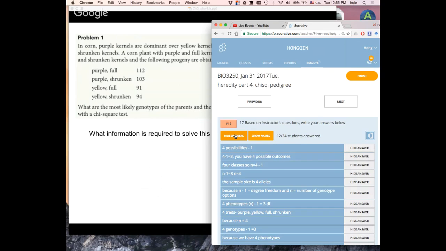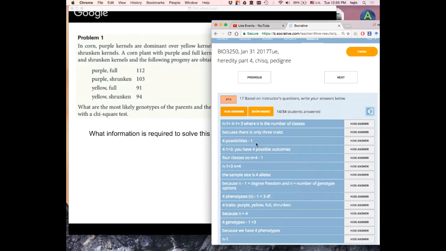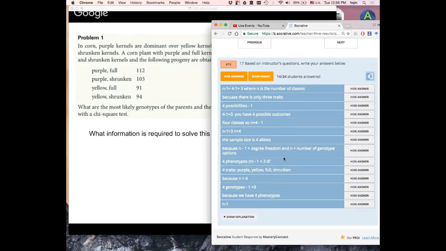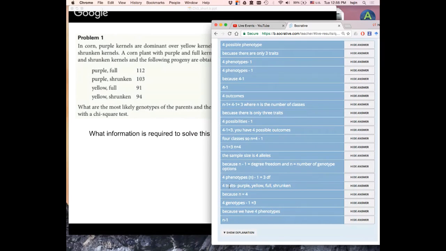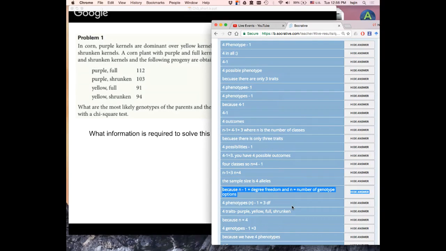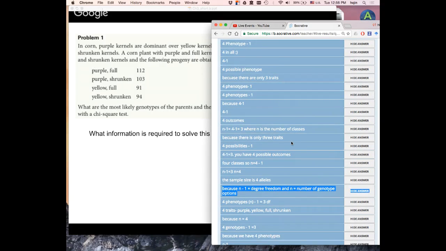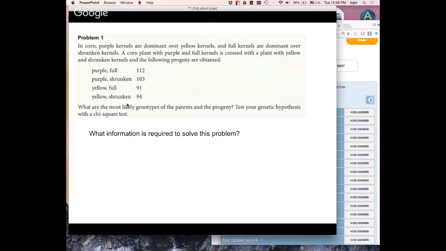Four possibilities minus one. 4 minus 1, yeah, Paul, that's correct. We have 4 possible outcome phenotypes, basically. Someone said 4 traits, excellent. No, this is incorrect. 4 traits, purple, yellow, full, shrunk, that's incorrect. We have 4 phenotypes, not because we have this. You could in fact still have fewer than 4 outcomes. So the answer is really because we have 4 phenotypes here. I guess, combined phenotype. Right? Is it because of the 4 phenotypes or the 4 genotypes?